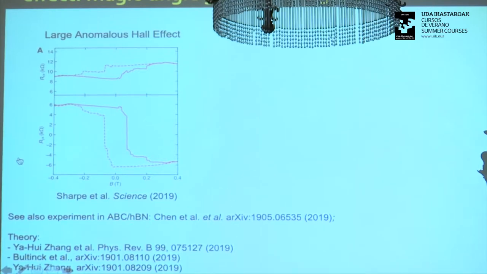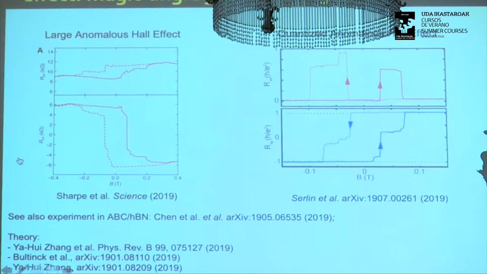And 6 months later, the thing became even better. Here you see a huge value of the Hall angle, but not yet quantized. This was a large anomalous Hall effect. And 6 months later, the group of Andrea Young in Santa Barbara made higher quality devices aligned with hBN, and they measured a very beautiful actual quantization of the Hall resistance at zero magnetic field. So the quantized anomalous Hall effect in this exact same system. So it's very clear that this is a system where topology plays a very important role, and topology with flat bands means that this may be a good system to explore correlations in topological systems or topology in correlated systems.